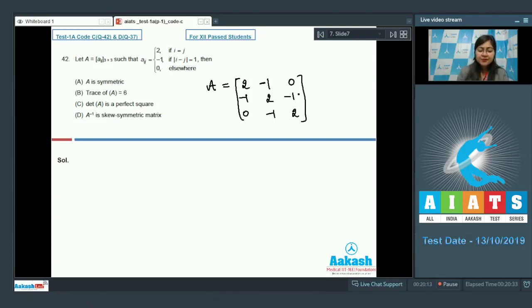A is symmetric. Definitely A is a symmetric matrix. So this is correct. Trace of A is 6, that is the sum of the diagonal elements. That is again true. Determinant of A, let's find it. It is equal to 2 times 4 minus 1 multiplied with 2, so that is equal to 6 minus 2, that is 4, which is definitely a perfect square. So option number C is correct. Now, A inverse is a skew symmetric matrix. As we have seen that A is a symmetric matrix, so definitely A inverse will also be a symmetric matrix. So this option is incorrect.